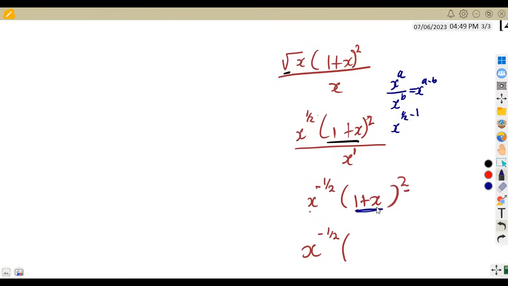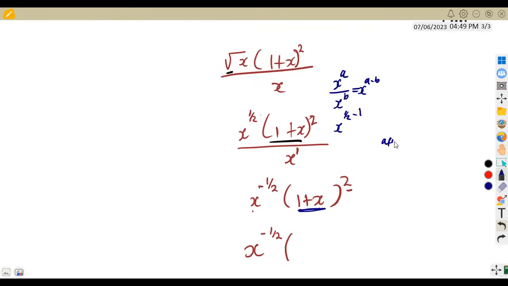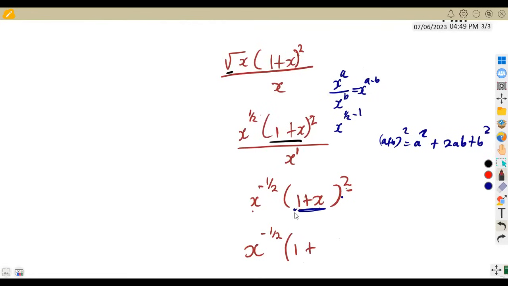If we expand this, we've got two brackets, or you can use that identity that I explained before. Remember, a plus b squared is equal to a squared plus 2ab plus b squared. So you can use 1 squared in this case, which is going to give us a 1 plus 2 times 1 times x, which is 2x, plus x squared. Or you can open two brackets and expand them.